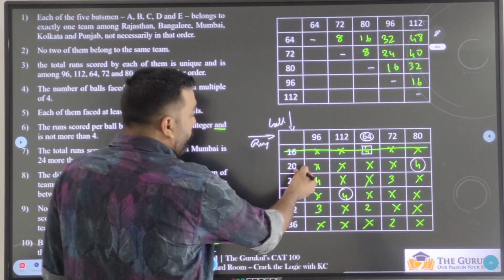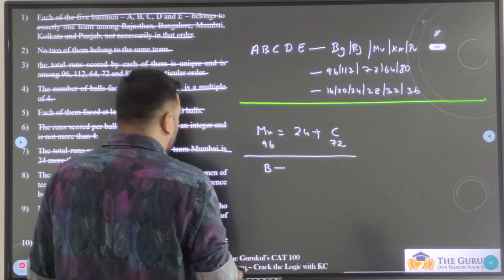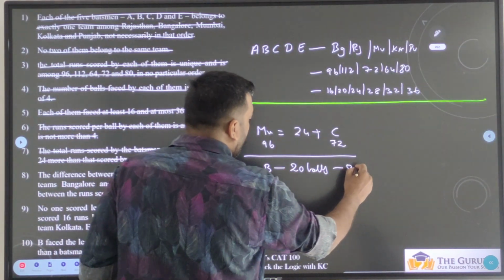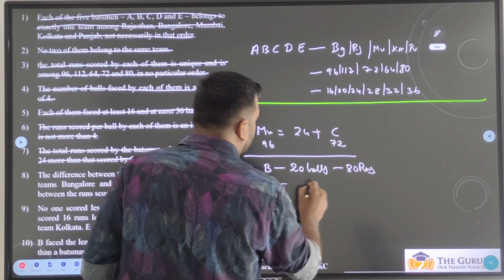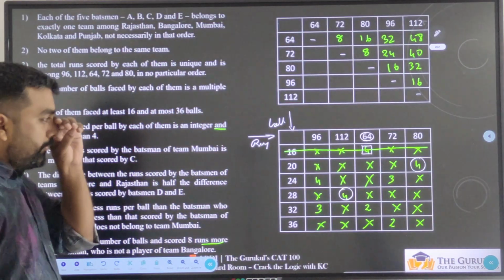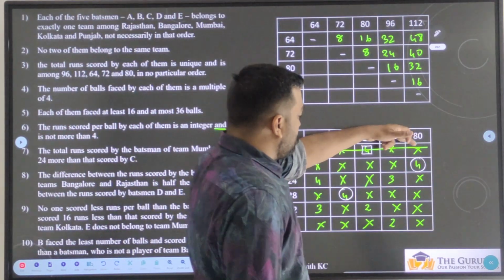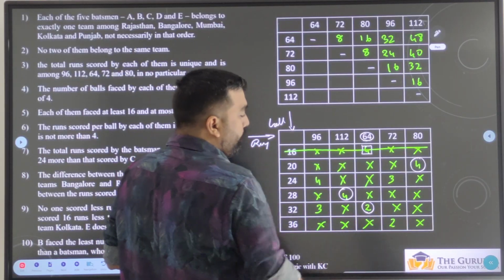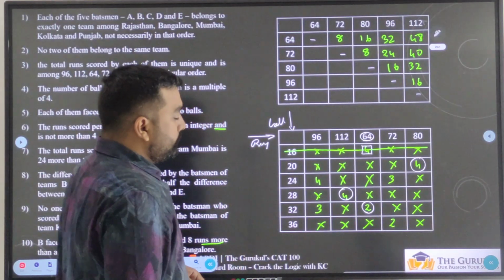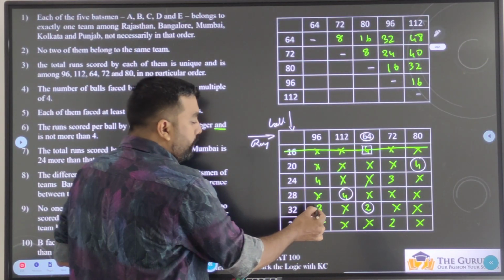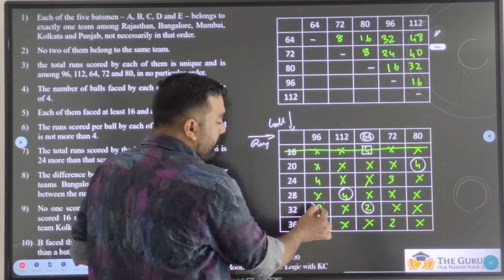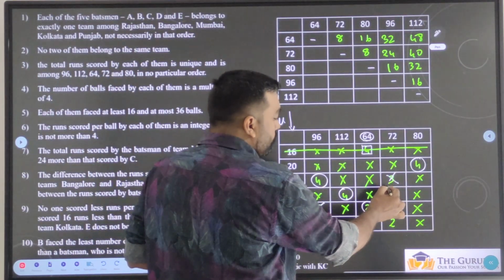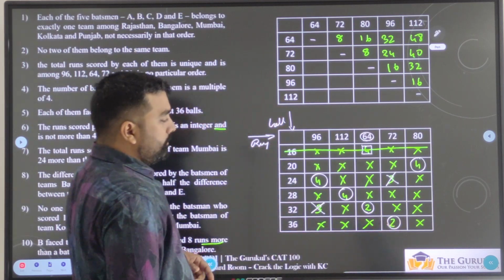B is having 20 balls and B is scoring 80 runs. B faced 20 balls and B scored 80 runs. Okay. If B faced 40 balls and this is 80 runs, look at this, 64. Because this is not there, this is the only option left out. If this is the option left out, this will not be possible, which means this is the option left out. If this is done, this is not possible, this will be the answer.